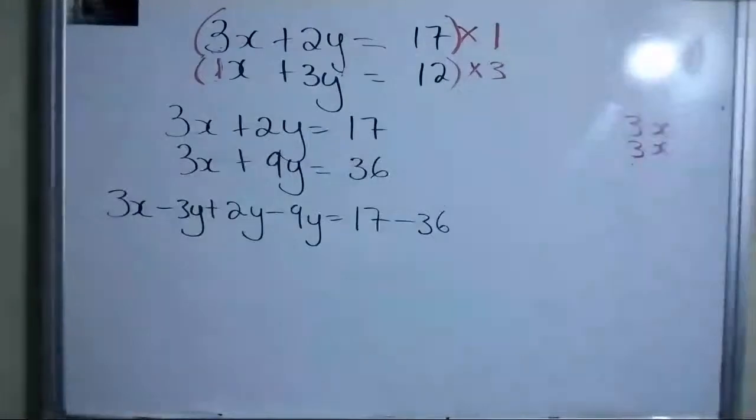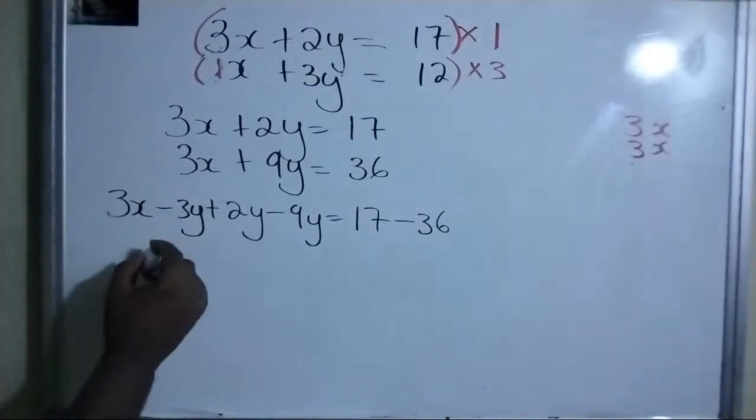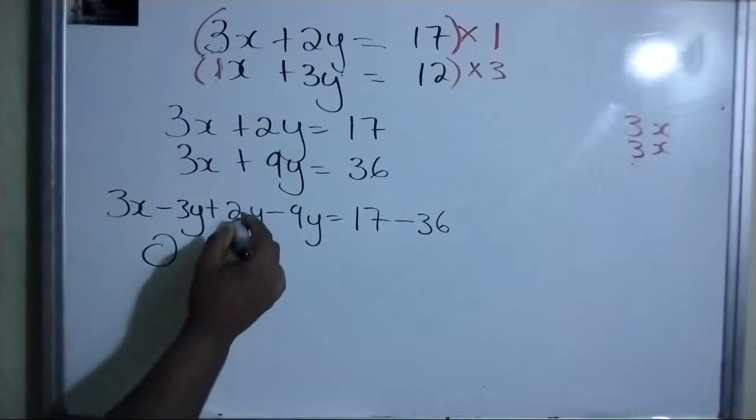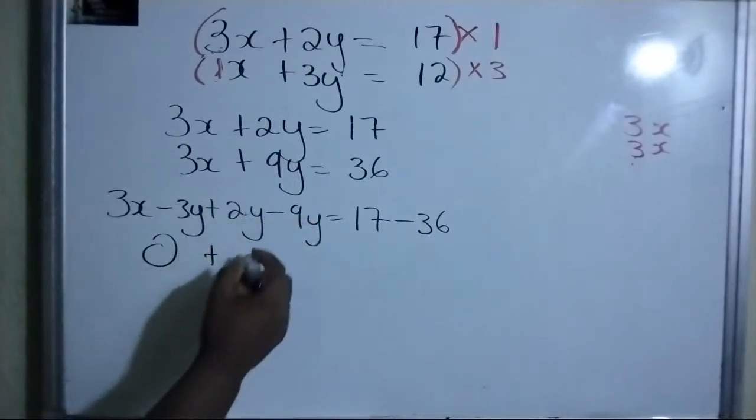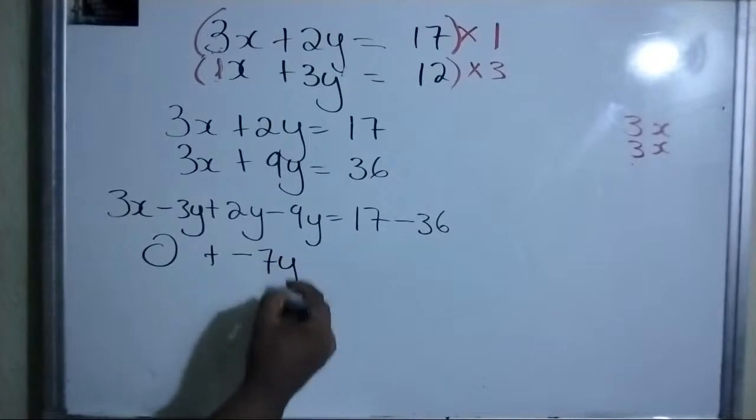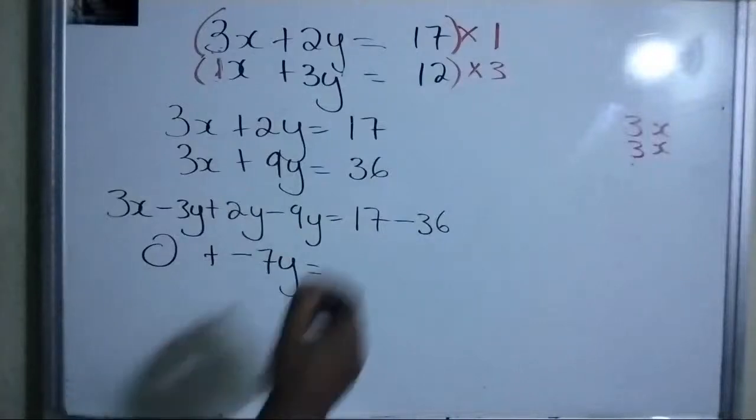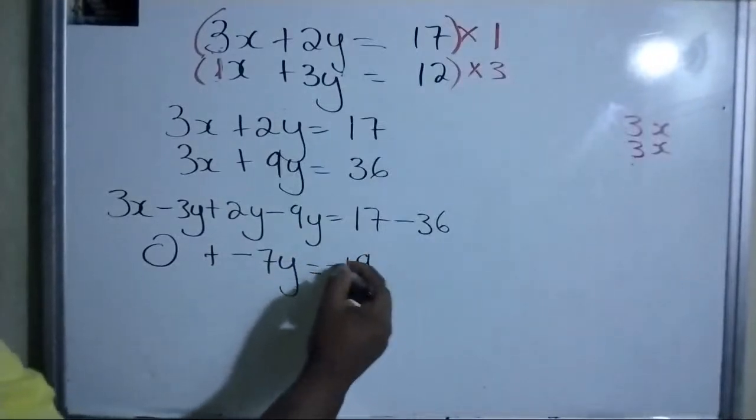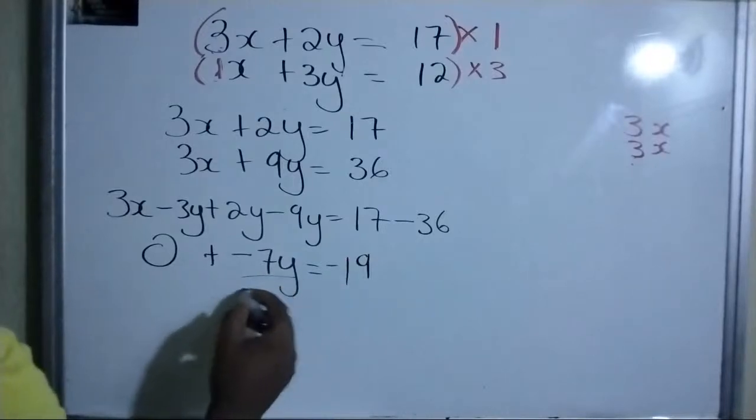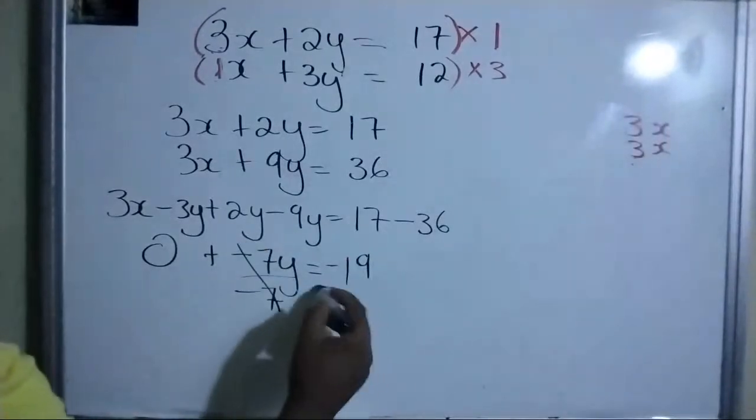And then now we can do the maths. 3x minus 3x, that is 0. 2y minus 9y will give us negative 7y. And then now we say 17 minus 36. So we need 3 more to make 20. So when we do 20, that's about 16 more. So that's 19. Alright. Doesn't matter if it's a decimal. So that's negative 19. And then we divide both sides by negative 7.